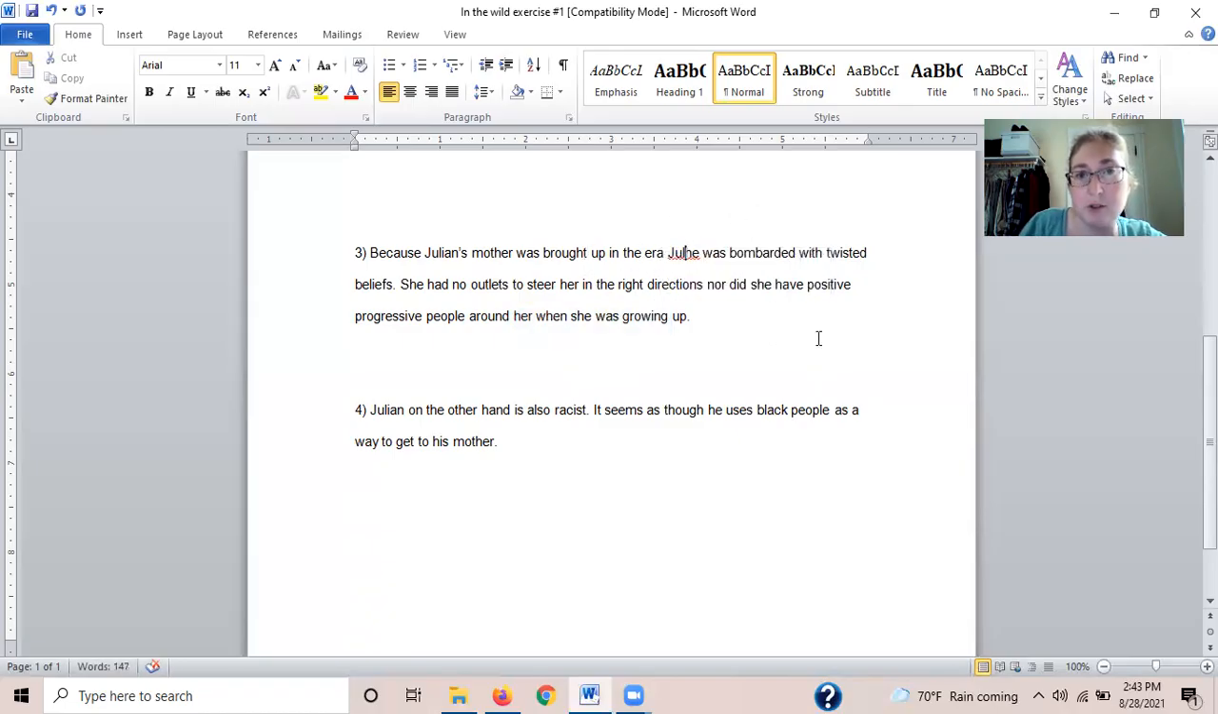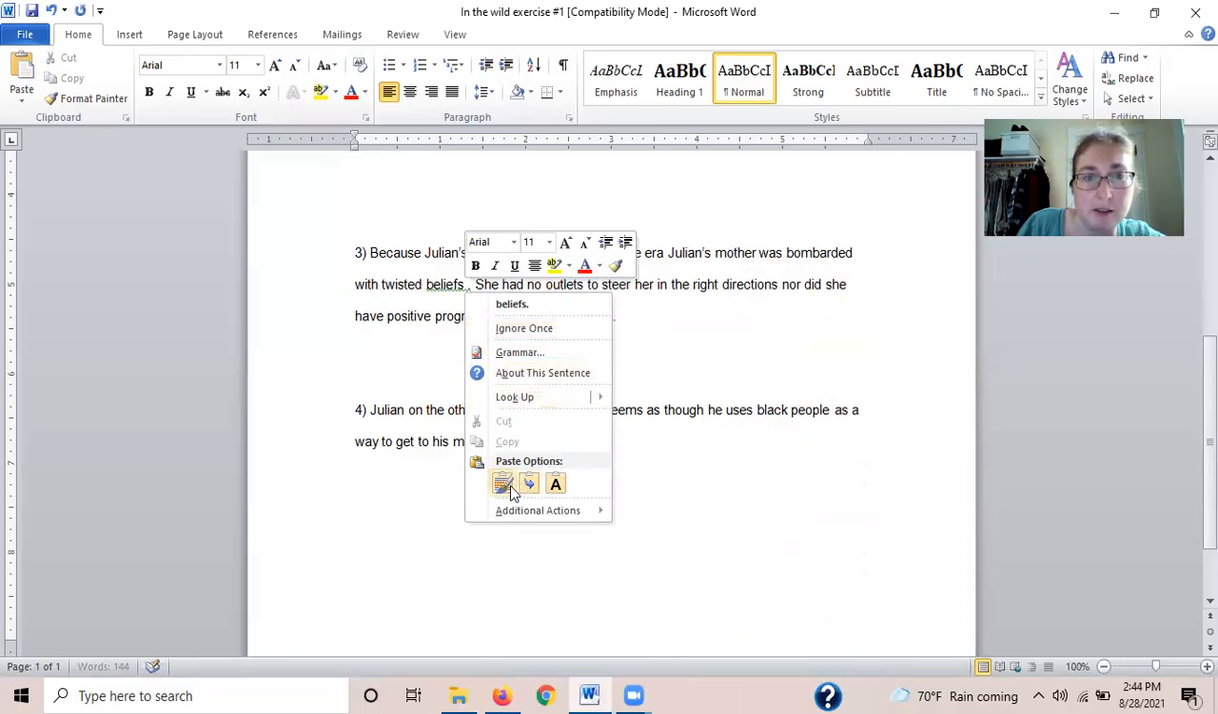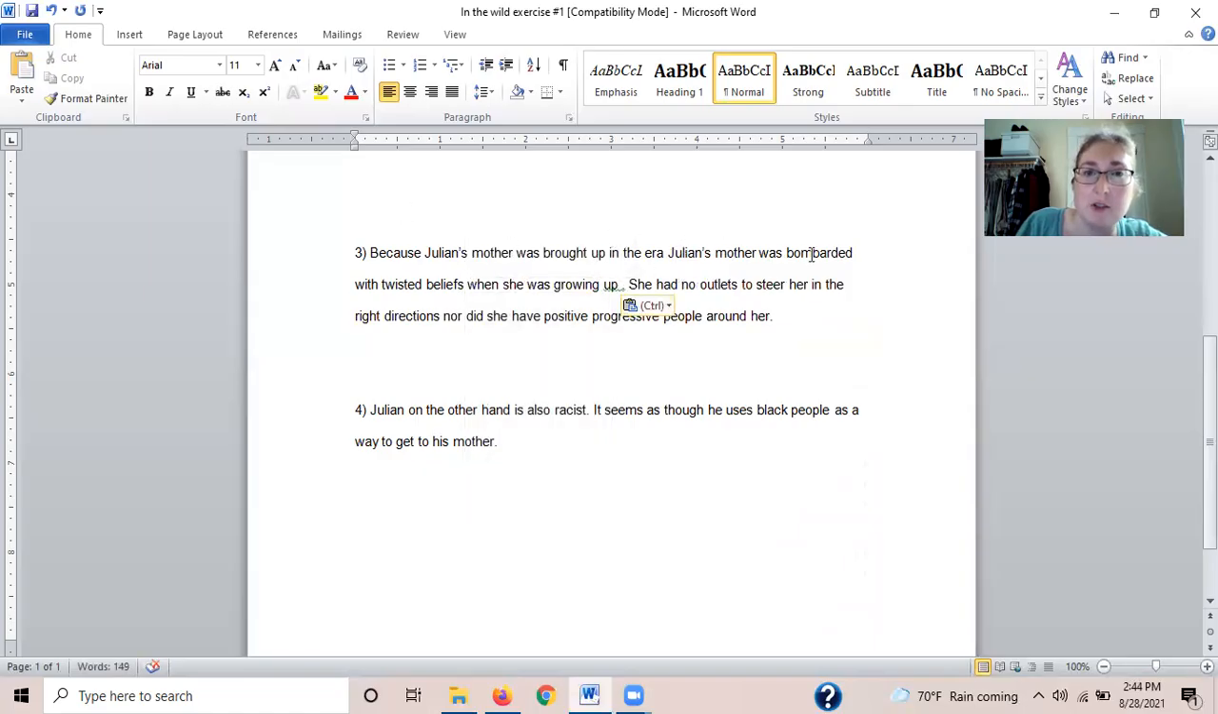So Julian's mother was, got that growing up, was bombarded with twisted beliefs. Look at that, when she was growing up. I'm going to move that over here. Okay. See, Julian's mother was bombarded with twisted beliefs when she was growing up. I can also say, in the era, if we really need that, but in the era is so very vague. I mean, what era are we talking about? I'd rather just say Julian's mother was bombarded with twisted beliefs when she was growing up.